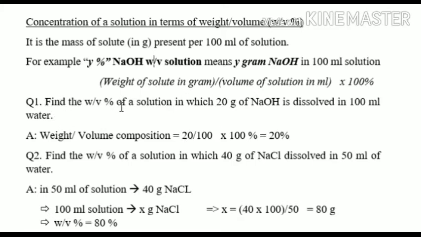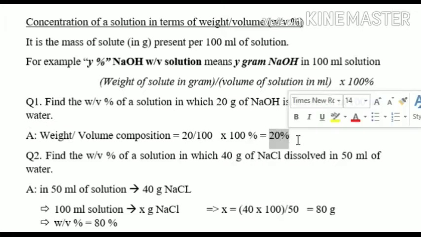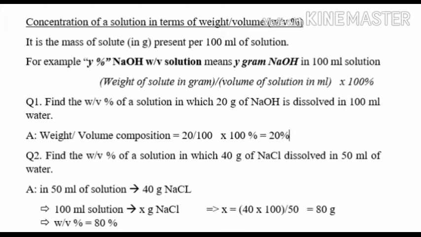Find the weight by volume percentage of a solution in which 20 gram NaOH is dissolved in 100 ml water. It is very simple. Weight by volume composition equals weight of solute, and NaOH is the solute, divided by volume of solution. If the solute is a solid, then volume of solvent and volume of solution are equal. So 20 gram by 100 milliliter into 100 gives 20% weight by volume.